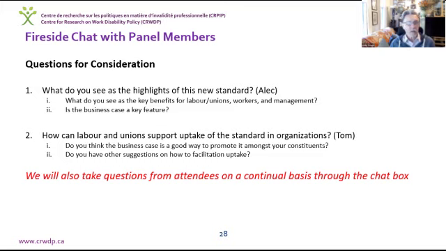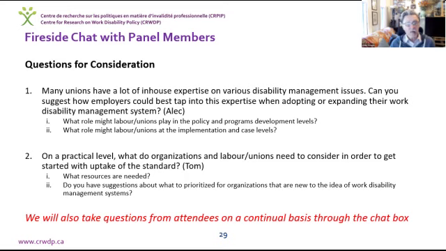Starting off with the first one here, many unions have a lot of in-house expertise in various disability management issues. So can you suggest how employers could tap into this expertise when adopting or expanding their work disability management system? And they might think about what roles labor union will play in the policy program and development process. And they also obviously play roles in the implementation on a case-by-case level basis as well. So Alec, do you want to start off with this question here?